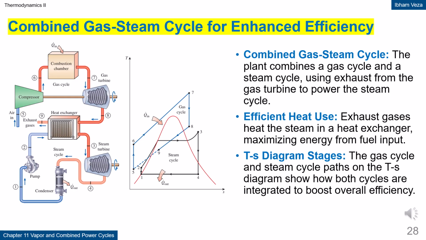The steam cycle acts as a bottoming cycle that recovers the remaining heat. This approach significantly increases the overall plant efficiency. This is the main principle of modern combined cycle power plants.